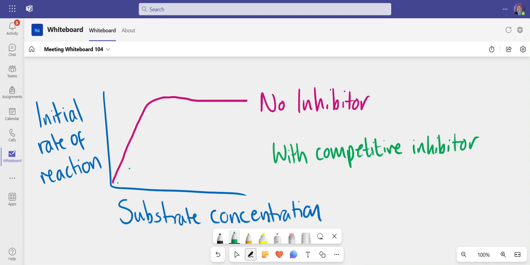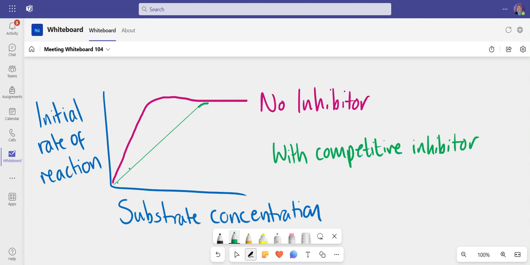So although the line is below the pink line, it's still going to be an increasing line, okay? Because the more substrate we add, the higher the chance that it will be a substrate that binds to the active site rather than an inhibitor. Without any inhibitor, it's always a substrate that binds, so the rate is much quicker. But with an inhibitor, the rate is slower because sometimes an inhibitor binds, but as we increase the concentration of substrate, we increase the chance that it's going to be a substrate that binds rather than the inhibitor, and therefore the rate is still increasing.